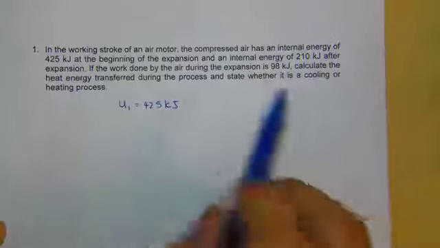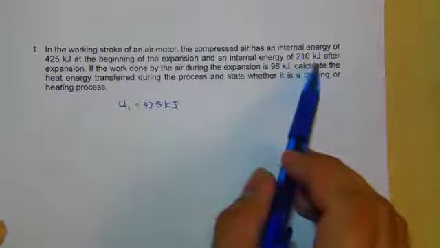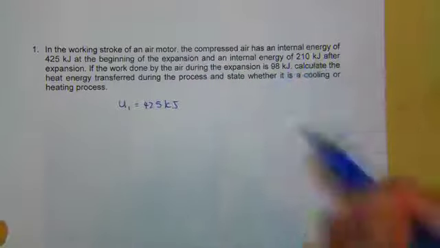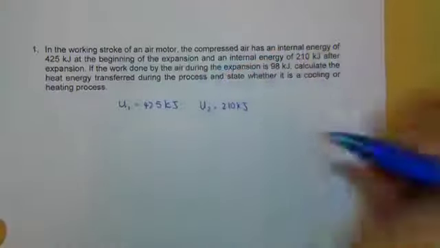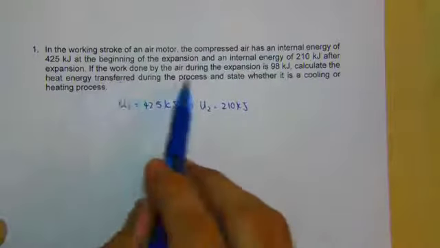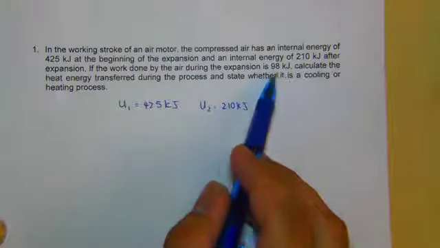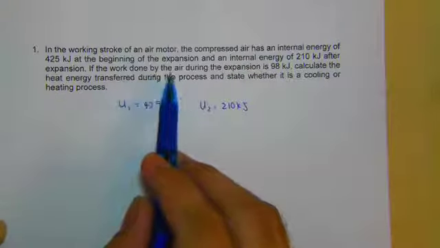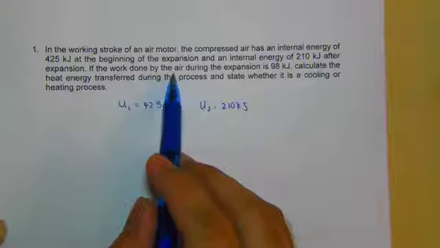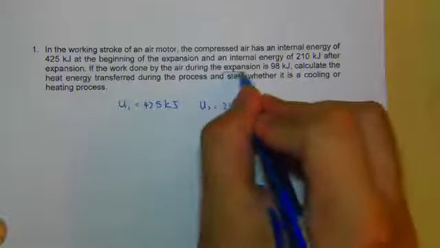And the internal energy is 210 kilojoule after the expansion. So U2 is equal to 210 kilojoule. If the work done by the air during the expansion is 98 kilojoule. So in this case, it's work done by the air, and it's also stated that it is an expansion process.